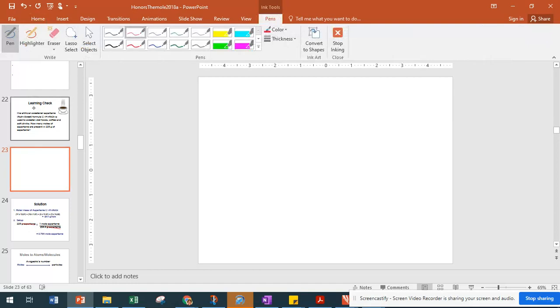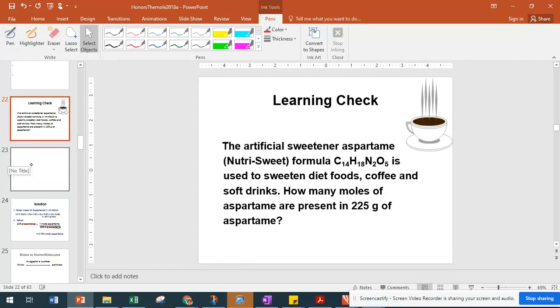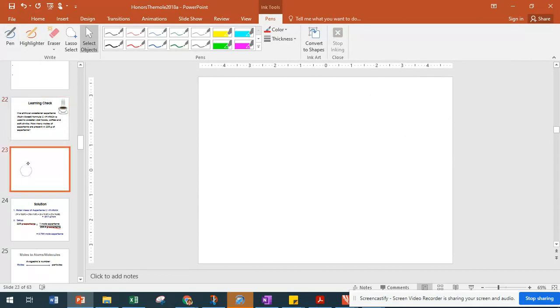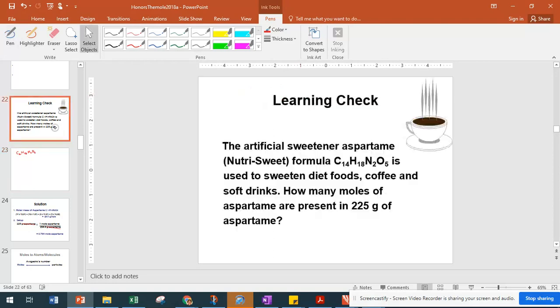Okay, let's look at this. We have C14H18N2O5 as our formula, and we have 225 grams of that, and it's asking us how many moles. So always think about where your number goes with, and then look for words like how many or how much.